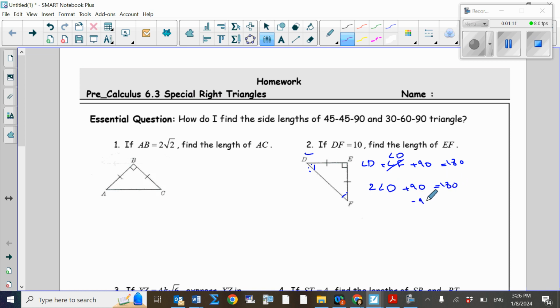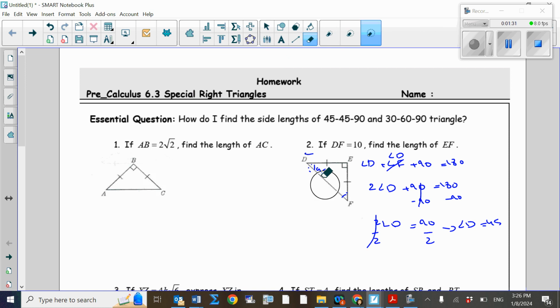Now, if I subtract 90 from both sides, 2 angle D equals 90, and then you divide by 2, then angle D is equal to 45. So far, we just proved that we have a 45, 45, 90 triangle. Okay, so this is a 45, 45, 90 triangle.